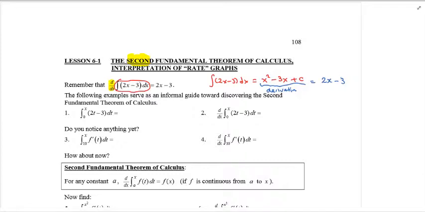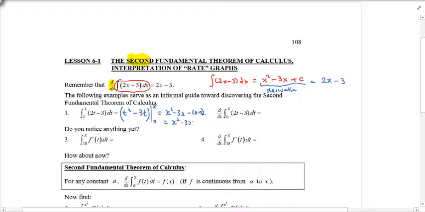Okay? So, let's look at the following examples, because it really serves as an informal guide to discovering the second fundamental theorem of calculus. So if I ask you to take the integral from 0 to x of the function 2t minus 3 dt, then you'd be taking the antiderivative of 2t, which is just t squared. The antiderivative of minus 3 is negative 3t. And then you're going to now evaluate this whole expression from 0 to x. So plugging in x where you see t, you get x squared minus 3x. And then plugging in 0, you're going to subtract 0 minus 0. So ultimately, who cares about that 0? You just get x squared minus 3x. Okay?